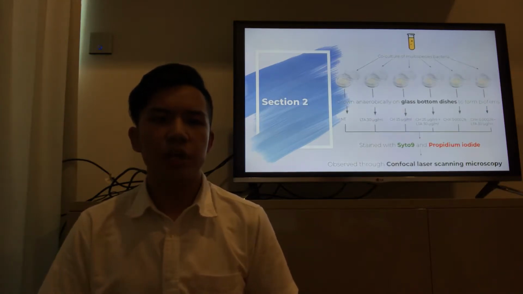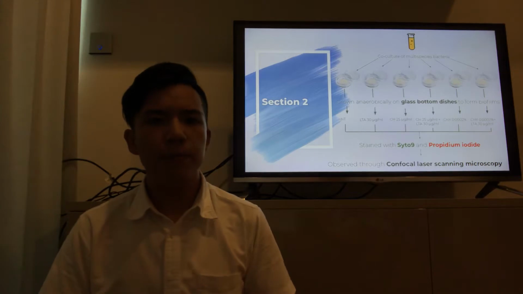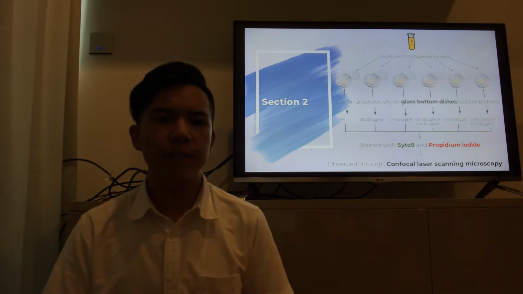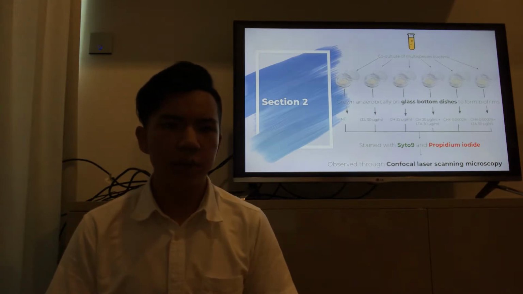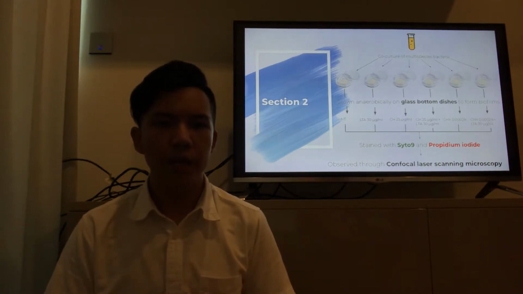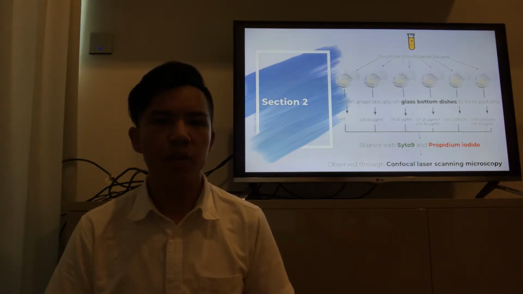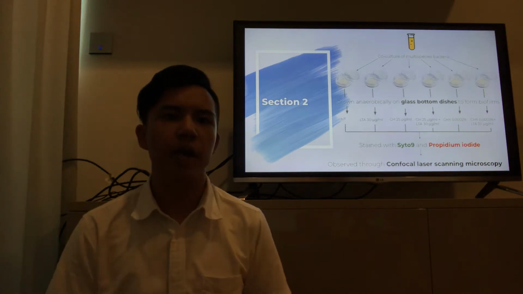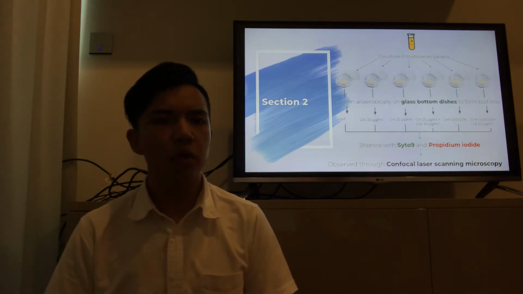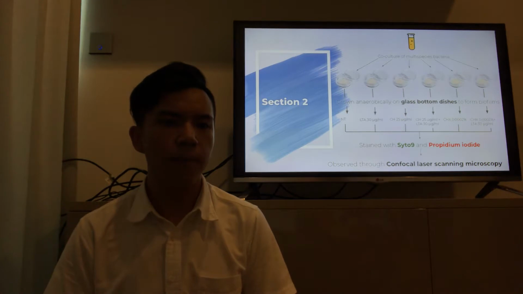The second section starts with growing mixed bacteria for creating biofilm on glass bottom dishes, followed by adding varied LP-LTA concentrations alone or together with CHX or CH. Then the slides were incubated, followed by staining with cyanine and propidium iodide. It was observed through confocal laser scanning microscopy.